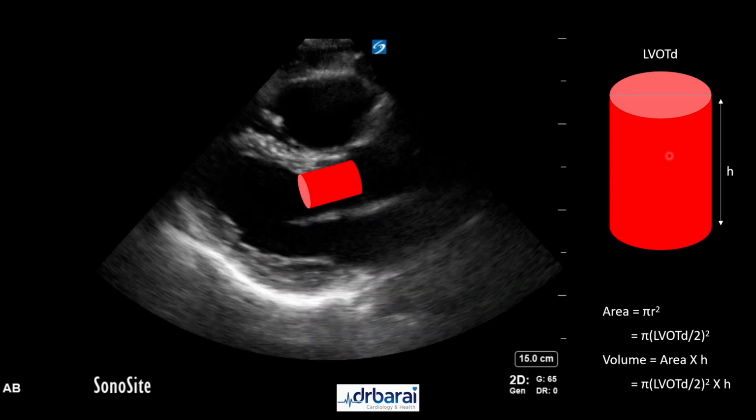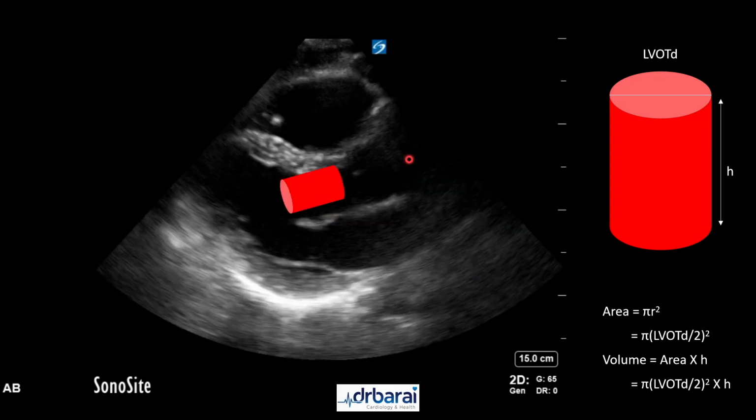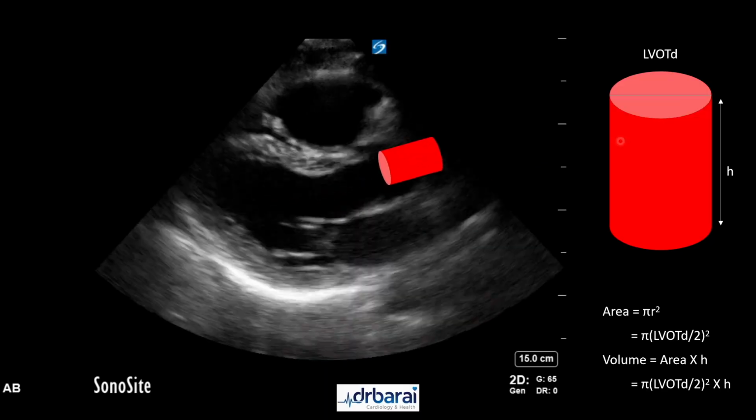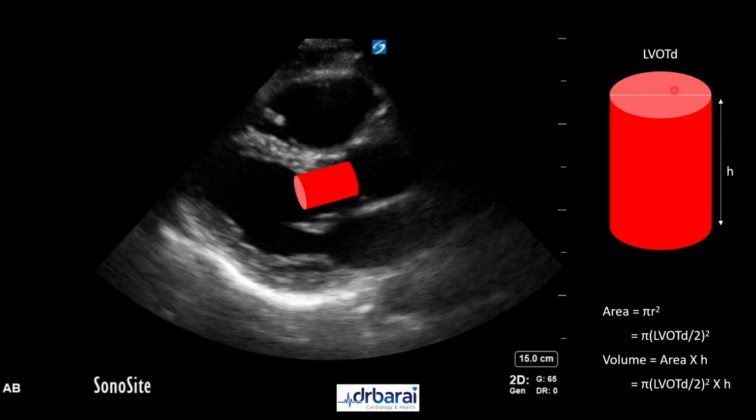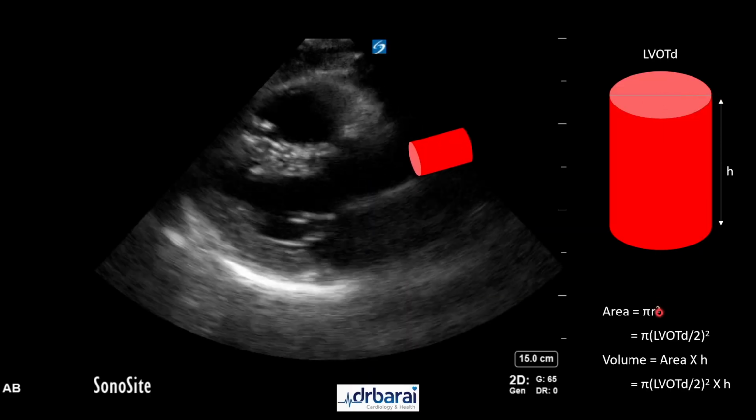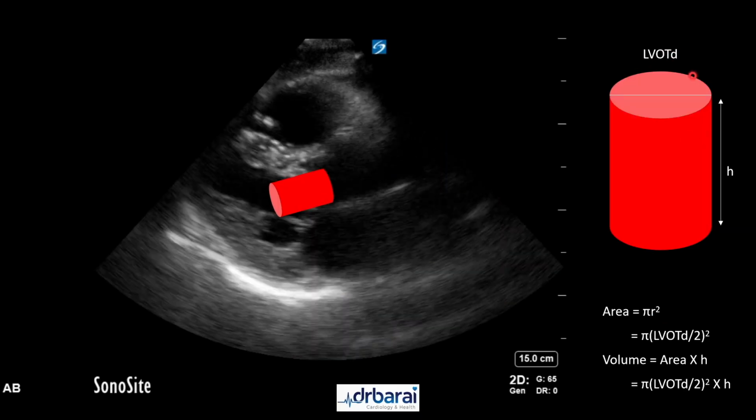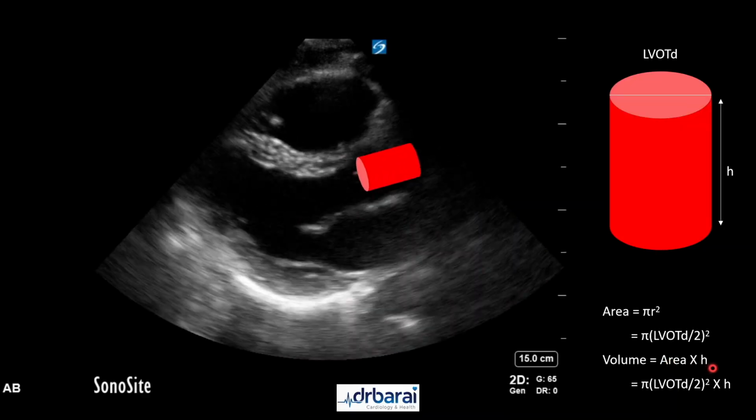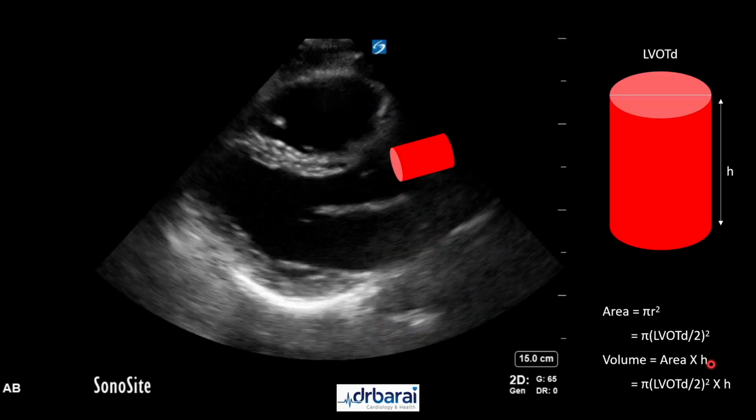That means the amount of blood that is pumped from the left ventricle during each cardiac cycle. We can easily measure the diameter of the left ventricular outflow tract, which is leading edge to leading edge distance. If we divide the diameter by 2, we get the radius, and radius squared multiplied by pi gives us the surface area of the cylinder, and the volume is the area multiplied by the height of the cylinder, and this height actually is the VTI, the velocity time integral.